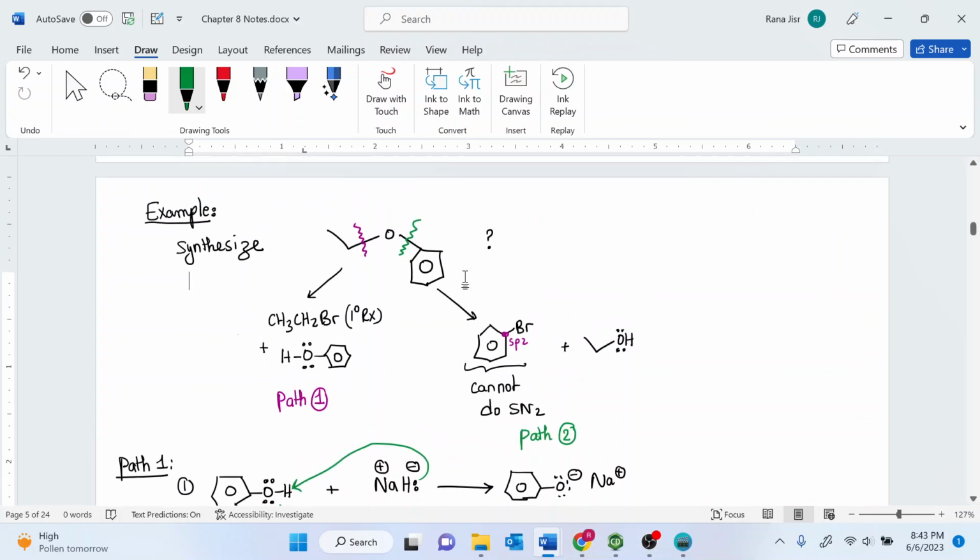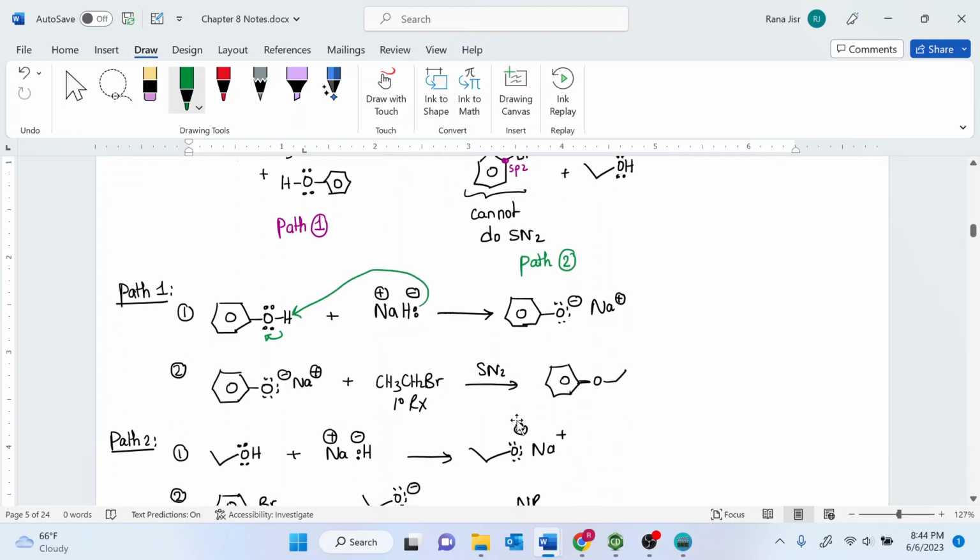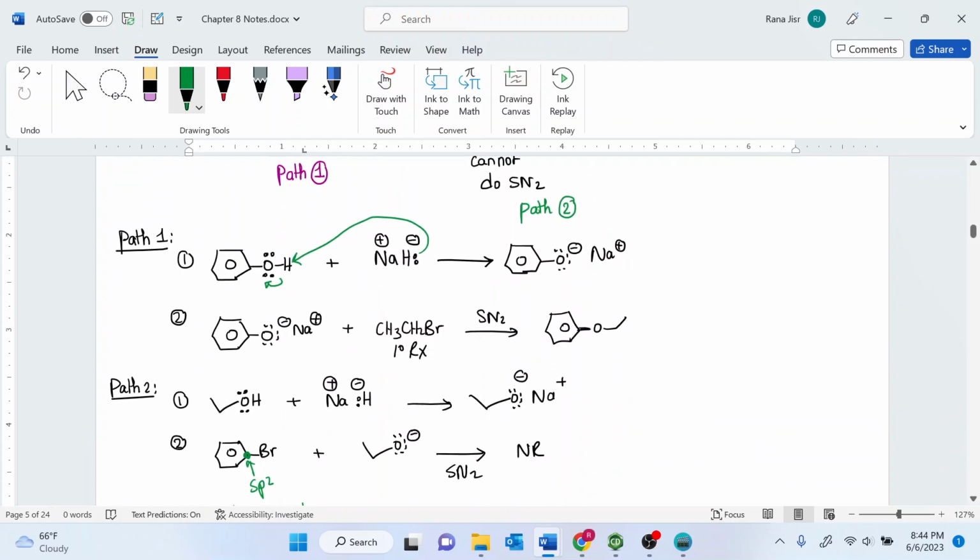Another example here, you want to make this ether. So we have 2 routes, either breaking this bond or breaking this bond in there. So if we want to break this bond over here, then this part is going to be our alkyl halide, which is going to be primary. And the whole thing is going to be our alcohol. We can do this because it's a primary alkyl halide. But if we break this bond, this one is going to be the alcohol, which is fine, but this here is going to be our alkyl halide. We're going to stick a halogen to it. We know that SN2 cannot happen with an sp2 hybrid carbon. SN2 happens with an sp3 hybrid carbon connected to the halogen. So this means that this route, path 2, cannot happen. So we only need path 1 in order to make that ether.